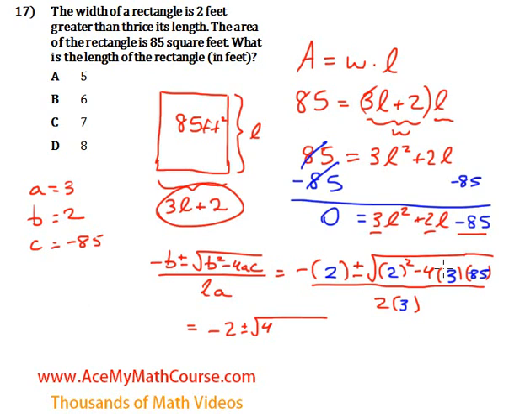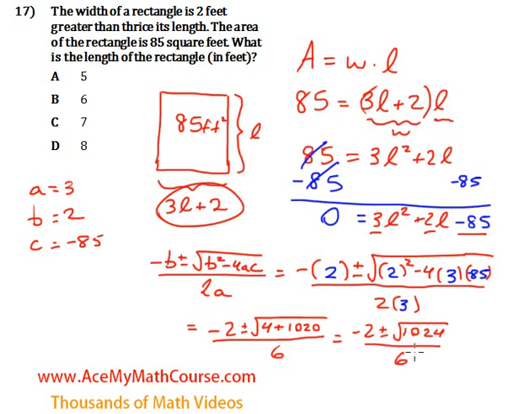So 4 times 3 times 85 is 1,020. All over 2 times 3. And note that it's plus because we have negative, negative, thereby making it a plus. Down below we have 2 times 3, 6. So negative 2 plus or minus the square root of 4 plus 1,020, which is 1,024, all over 6.